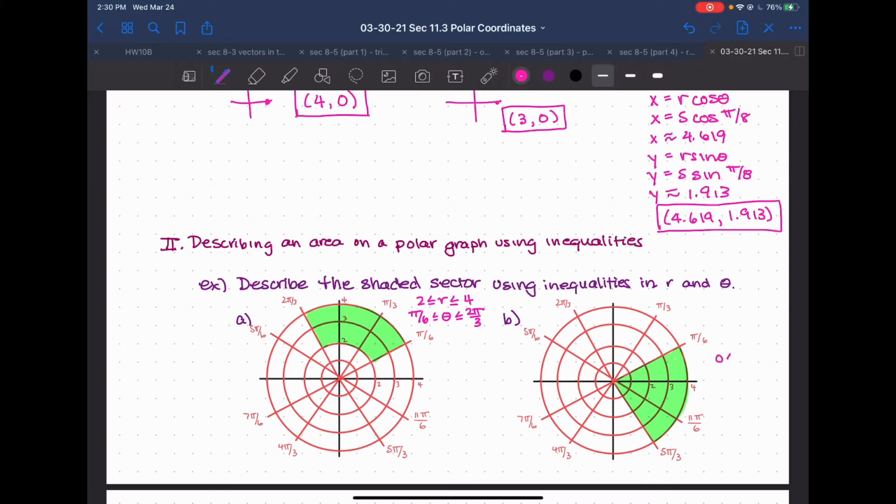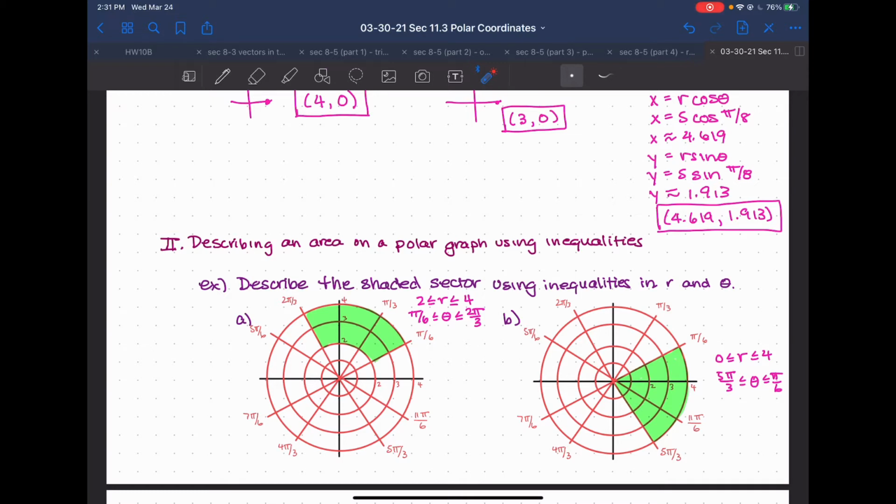And if you were thinking 0 is less than or equal to r is less than or equal to 4, and 5 pi over 3 is less than or equal to theta is less than or equal to pi over 6, you'd be partially right. So your r would be good. We are going from 0 to 4 as far as the distance from the origin goes. This would not be correct, because remember what I said over here. You want to go from the smallest to the biggest. 5 pi over 3 is bigger than pi over 6. This inequality doesn't even make any sense.